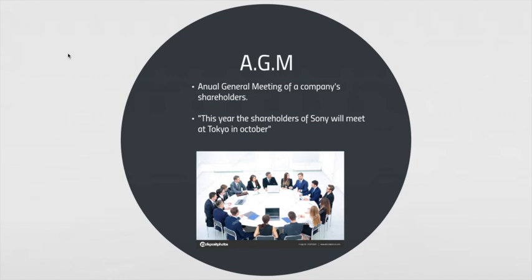Also, the people that participate in an AGM are the people that have power inside a company. They can change some company structures or make changes in the company's policy because they are the biggest shareholders, so they have a big part of the company.